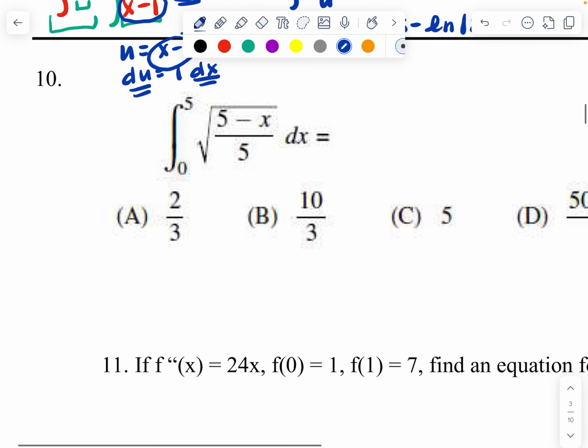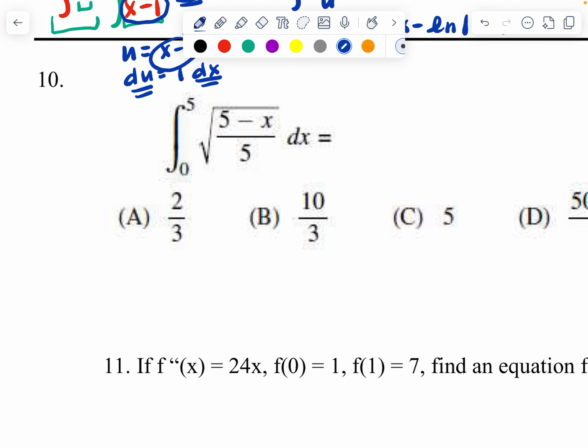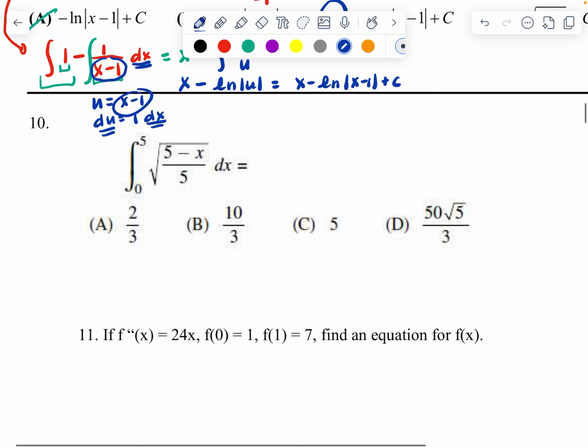All right. Number 10 is a gross little problem. I actually really hate this question, but it's okay. We can do it. Okay, so I see like a really disgusting square root in here. Let's see if we can simplify that a little bit.